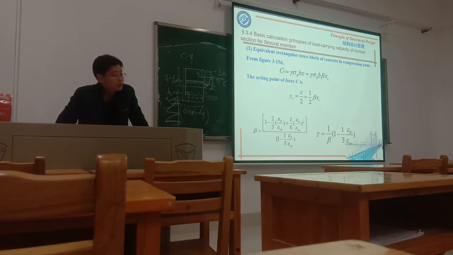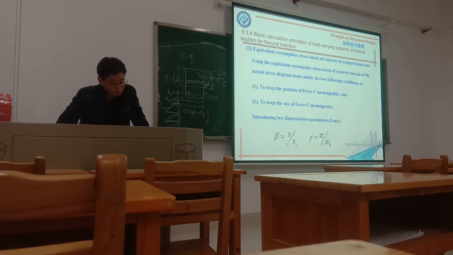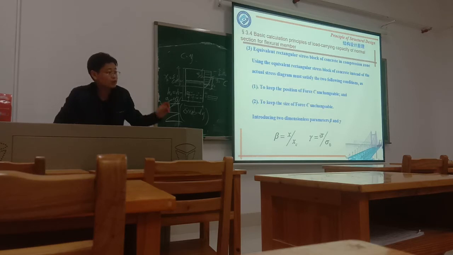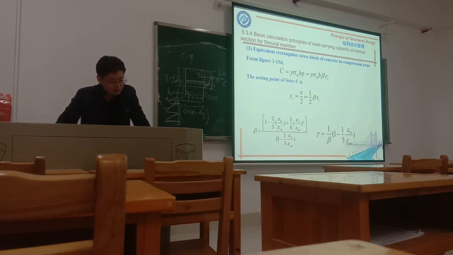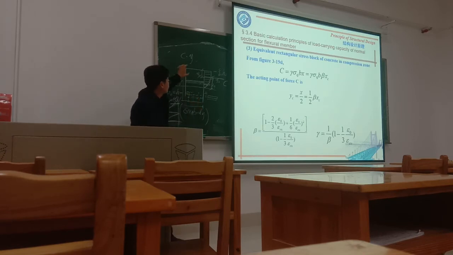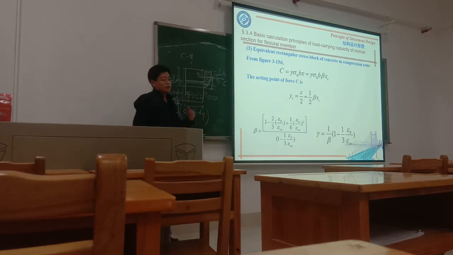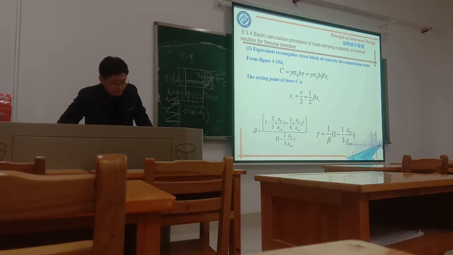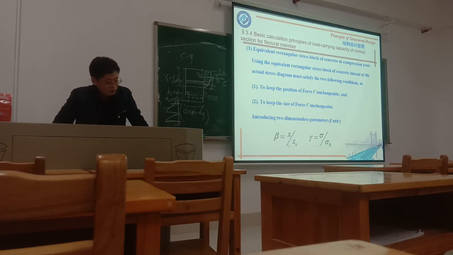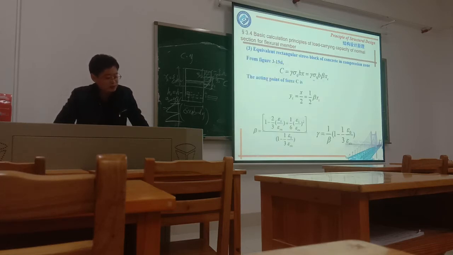the force C equals gamma sigma zero, where gamma sigma zero equals the real sigma, times x, where x is the height we need to calculate, the height of this equivalent rectangular stress block. And then if we use xc, because here we see beta equals x divided by xc, then we replace this, it means like this.